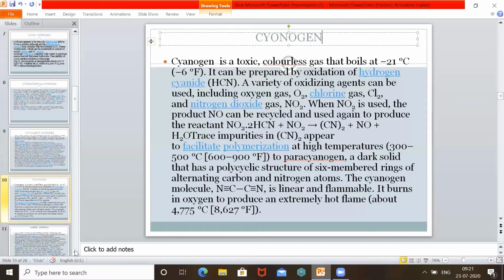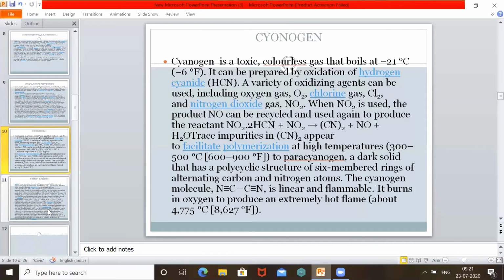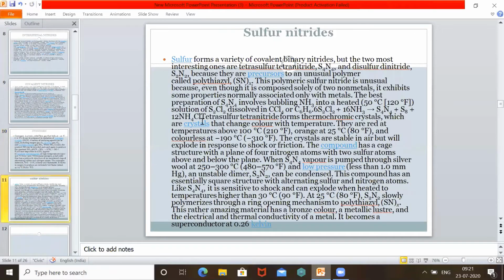This is a covalent nitride of nitrogen. Next you have this sulfur nitride. Covalent nitrides, we are giving three examples: boron nitride, cyanogen, and sulfur nitride. Sulfur forms a variety of binary covalent nitrides. Different oxidation states of sulfur form different types of nitrides. For example, you see S4N4, S2N2, S6N6, like this different formulas, it forms a variety of these nitrides.